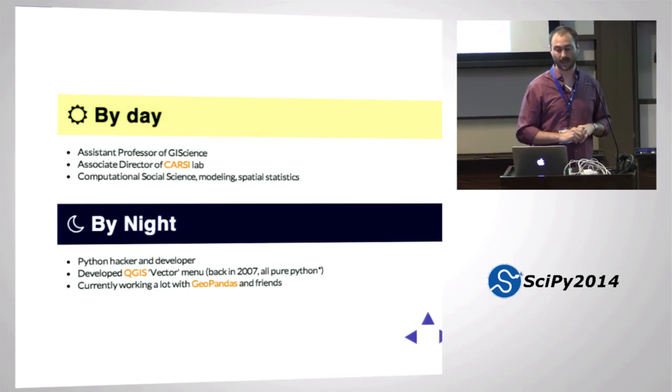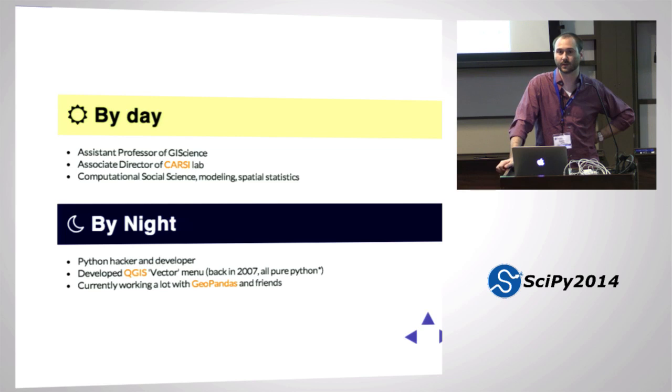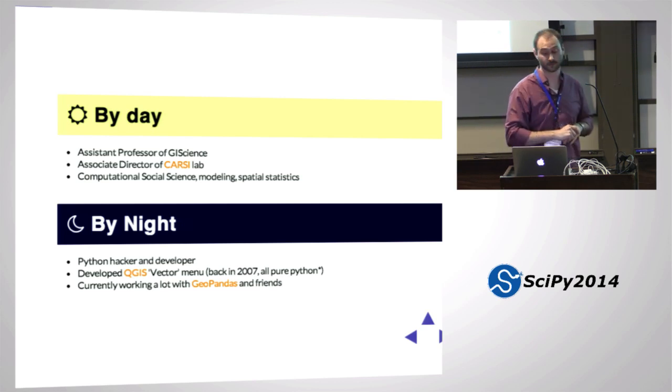I also work in a lab called CARSI, Center for Advanced Research of Spatial Information, and that's kind of what I call myself these days. Computational social science, spatial stats person, whatever you want. That's what I do during the day, and then at night, I play around with Python quite a bit.